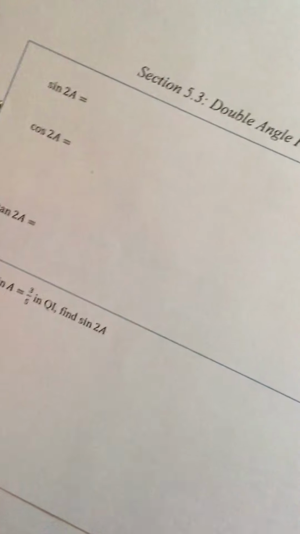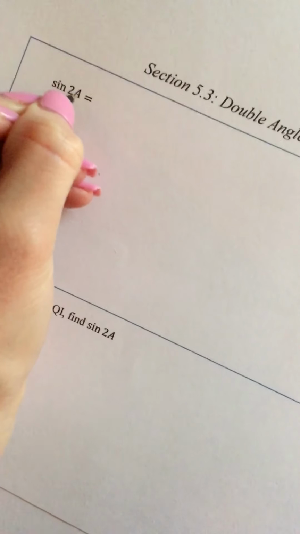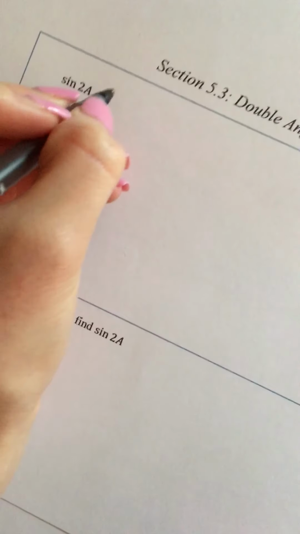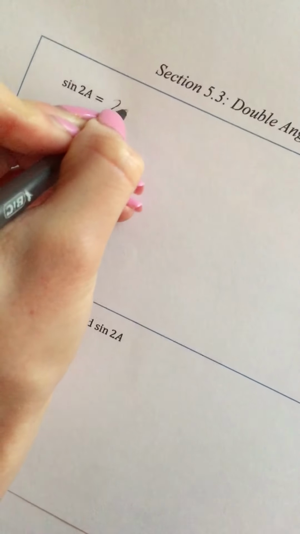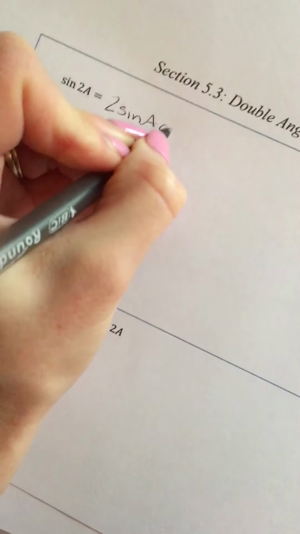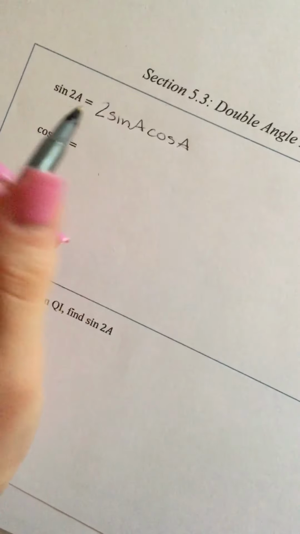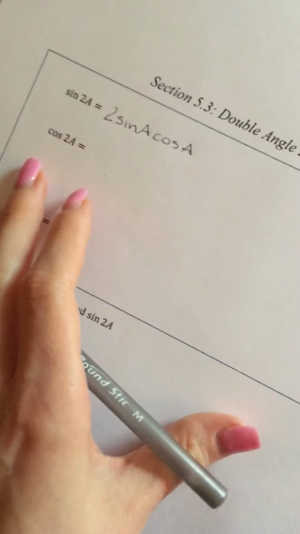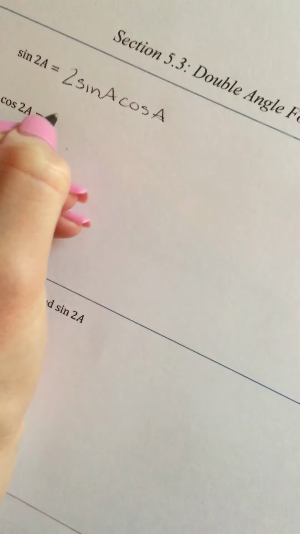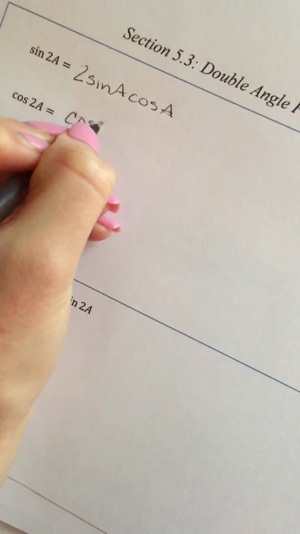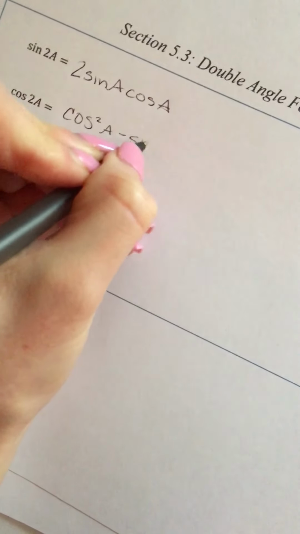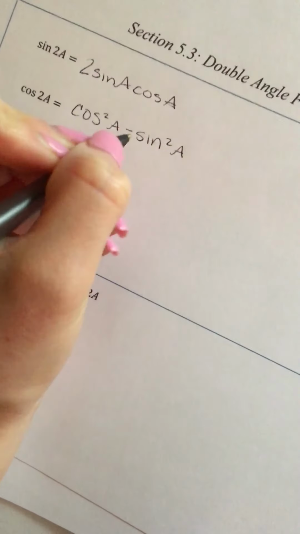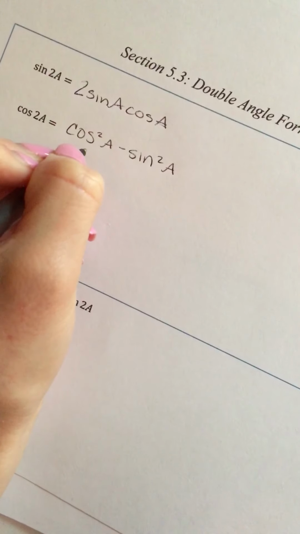So let's get started. We have sine of 2A. Sine of 2 times an angle, that's what this is saying. Sine of 2 times an angle A is equal to 2 sine A cosine A. That's it. Plug in, no big deal. Cosine of 2A, cosine of 2 times an angle, looks like cosine squared of A minus sine squared of A. So that's one form of cosine of 2A.